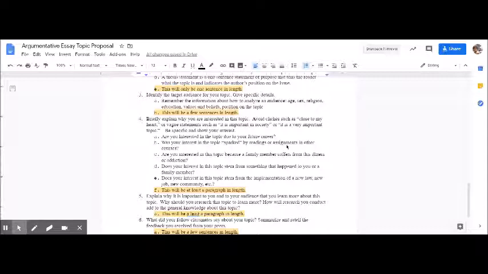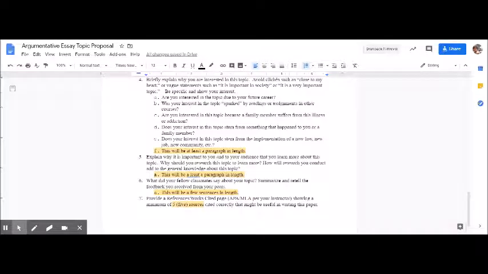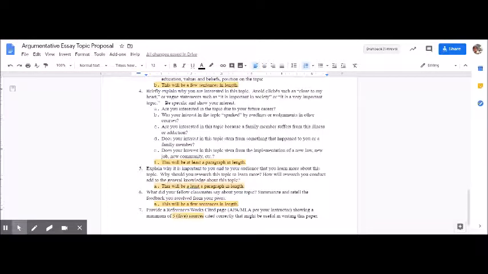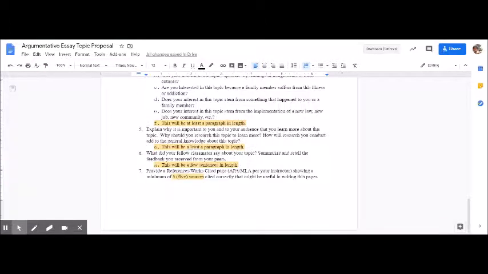Again, it doesn't mean you can or cannot use it in your paper necessarily, but it does make you aware of what drew you there, and so you don't allow that bias to come in. Why is this important to your audience? By the way, number 4 is going to be a paragraph in length. Okay, number 5.